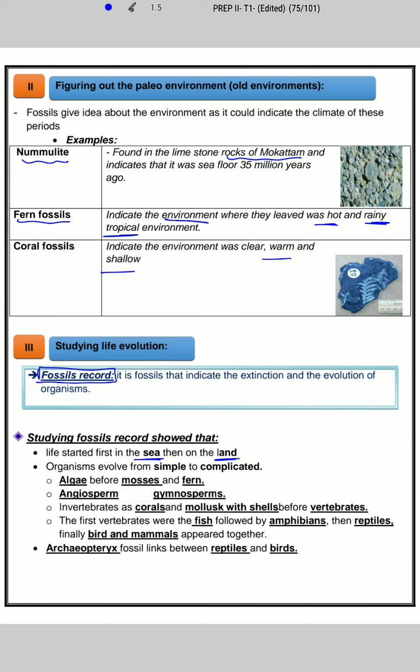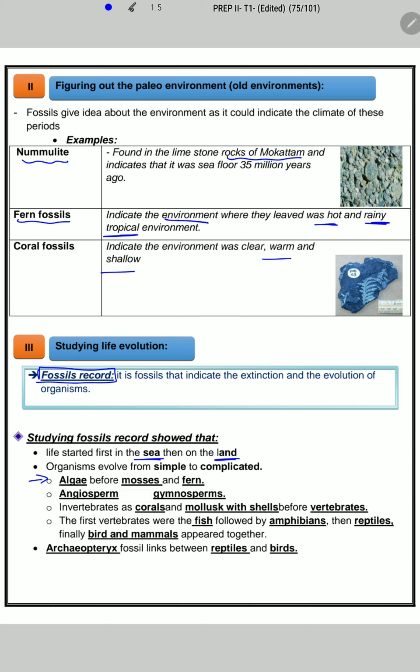Number two, organisms evolve from simple to complicated. Living organisms like bacteria are very simple. And some living organisms, like human beings or animals, are evolved living organisms. So life always evolves from the simple to the complicated.